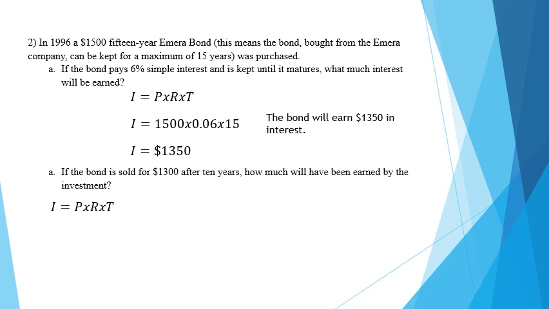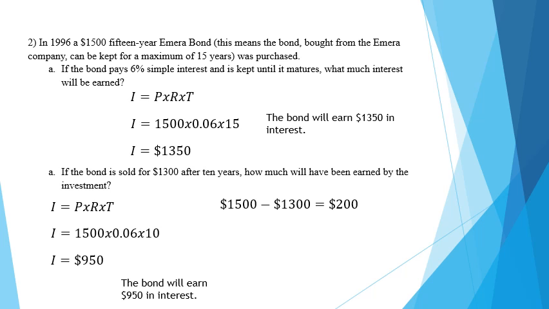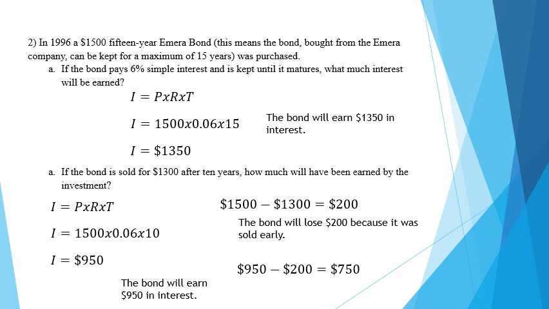So first let's figure out how much interest was earned in the 10 years that the $1,500 was left in the bond. So we do $1,500 times 6%, but this time times 10 years. And we find out that $950 interest was earned on that bond. But remember, we're only getting $1,300 back of the original $1,500. So what that means is that the bond will lose $200 because it was sold early. So because we didn't wait the 15 years, we lose $200. So we take the $950 that we made in interest and we subtract the $200 that we lost by taking it out early, and we can see that the bond actually only earned $750 after 10 years.